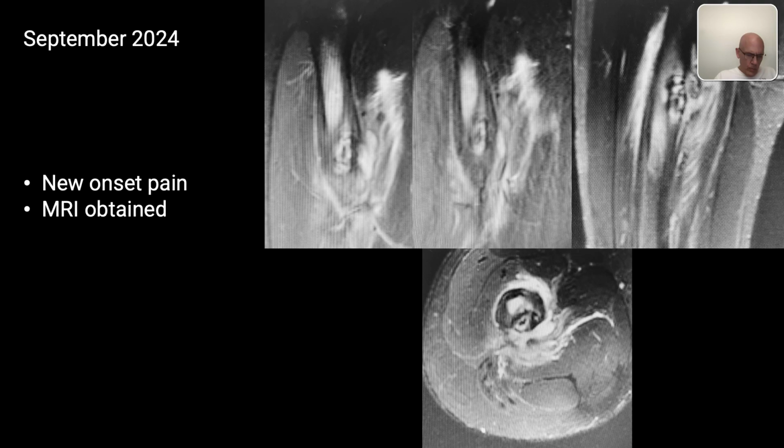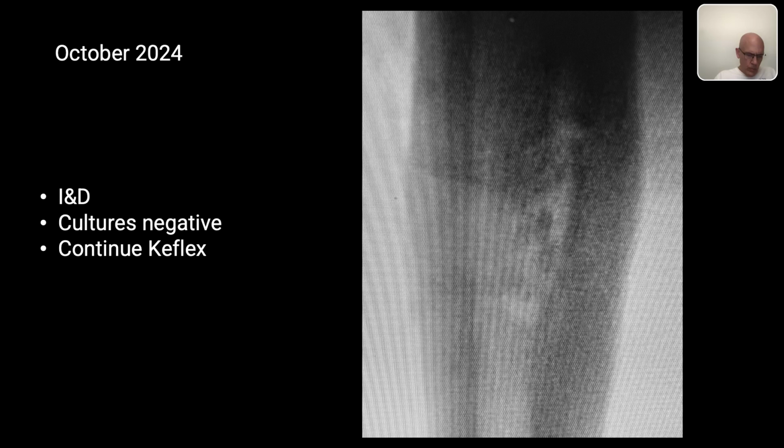New slide. So I guess it was a period of time, maybe 4 months post-operatively, we ended up getting a relapse of discomfort. So the patient was re-imaged, demonstrating some periosteal fluid and inflammation. New slide. So underwent debridement. The cultures were negative this time, and then was continued on a course of Keflex.